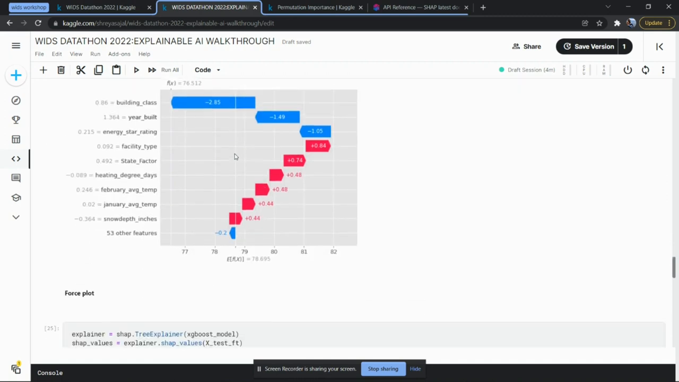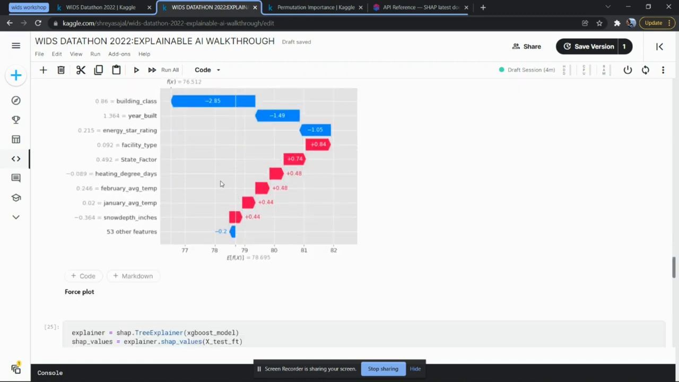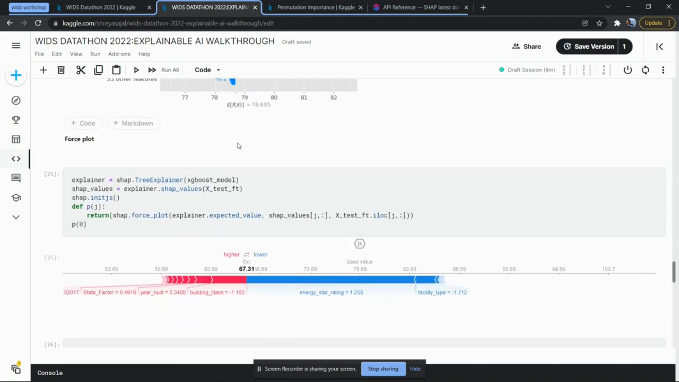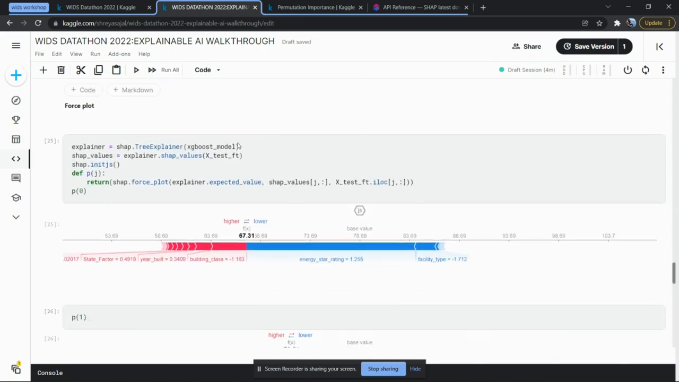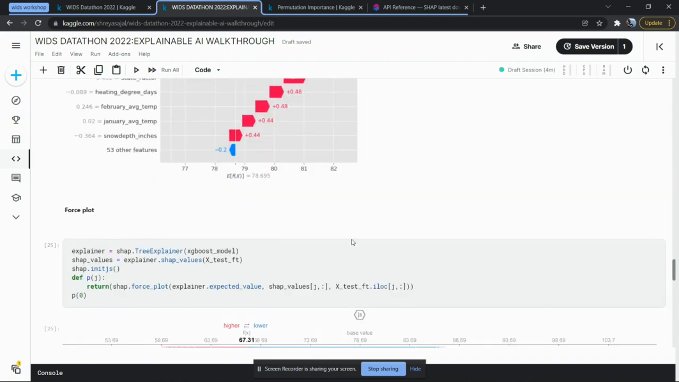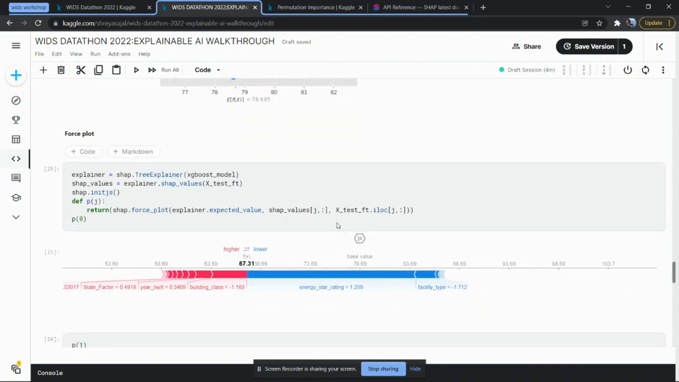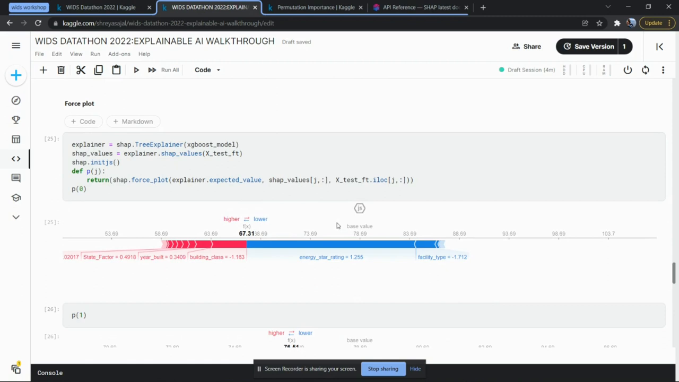Similarly, for another observation we have a similar plot, and the final prediction is 76.512. Then we look at a force plot. The force plot is also a similar plot, but here we have a base value of 78.69. That is the same base value we talked about, the average of the training target variable, and what is predicted is 67.31.